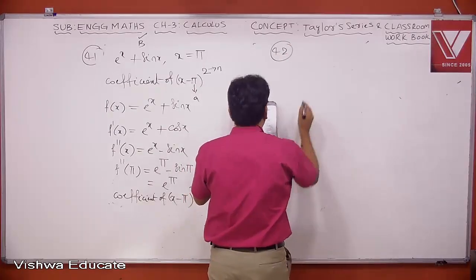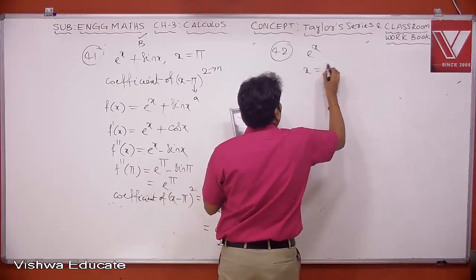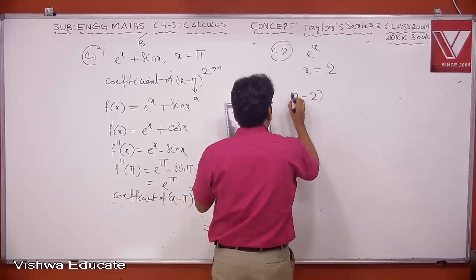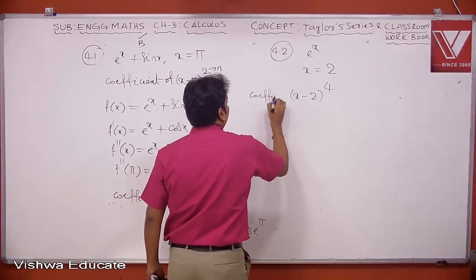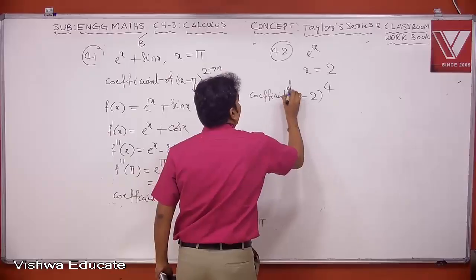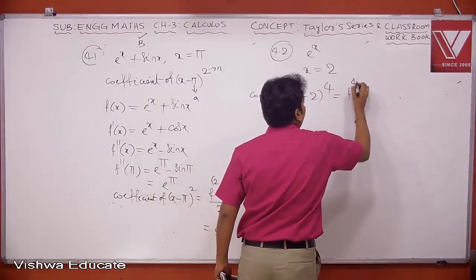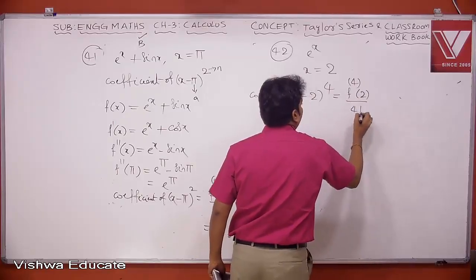In the Taylor series expansion of e power x about x equal to 2, what is the coefficient of (x minus 2) whole power 4? So we need to find the coefficient of (x minus 2) whole power 4. Here power is 4. Therefore, this is the fourth order derivative of f at 2 divided by 4 factorial.